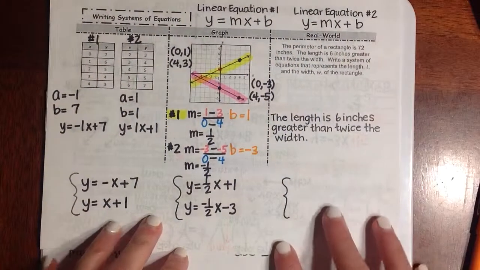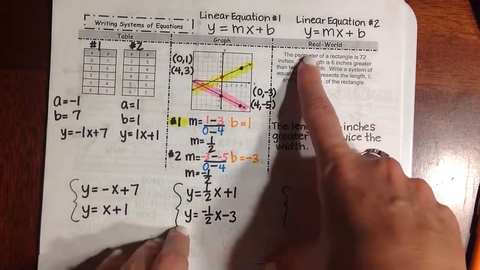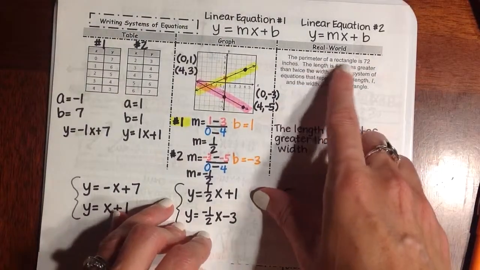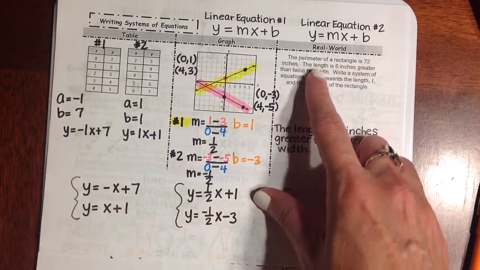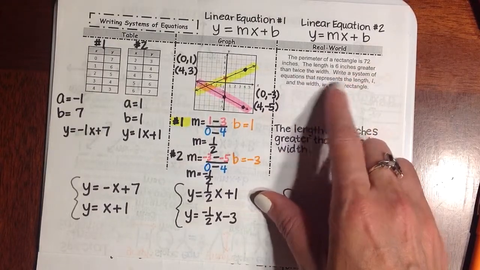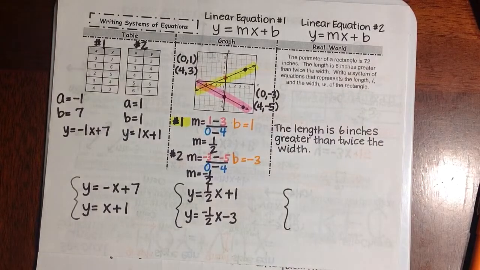Alright, so now looking at the real world problem, we're going to take these English words and turn them into math numbers and symbols. So it says the perimeter of a rectangle is 72 inches. The length is 6 inches greater than twice the width. Write a system of equations that represents the length L and the width W of the rectangle.